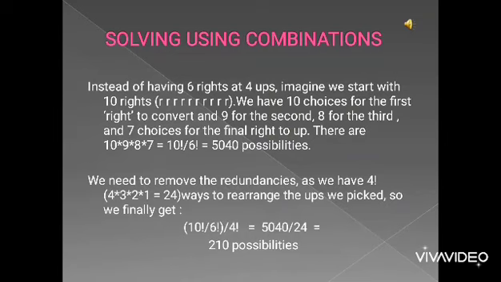There are 10 into 9 into 8 into 7, that is 10 factorial divided by 6 factorial, which is equal to 5040 possibilities. But we need to remove the redundancies, as we have 4 factorial, that is 4 into 3 into 2 into 1, that is 24 ways to rearrange the ups we picked. So we finally get 10 factorial divided by 6 factorial, whole divided by 4 factorial. So it is 5040 divided by 24, which is 210 possibilities.